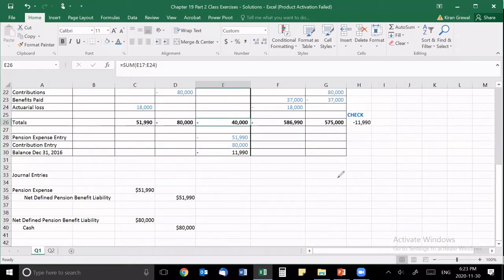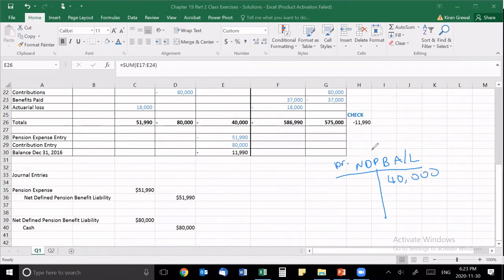Okay, so if we do a T account for a net defined benefit, it's supposed to be net defined pension benefit, and it's an asset or liability. We started off as a negative, so a credit amount of 40,000, right? Debits, just a quick recap, debits go here, credits go here. So we started off with 40,000. We did a credit of 51,990, right? And then we did a debit of 80,000.